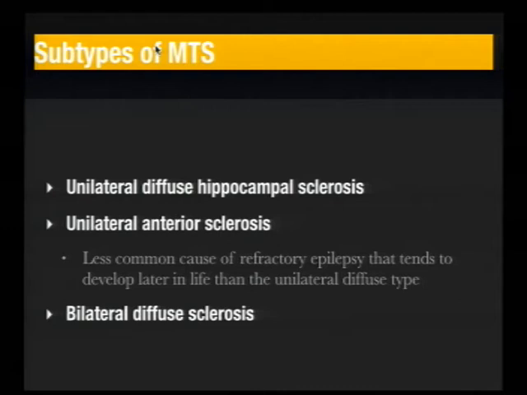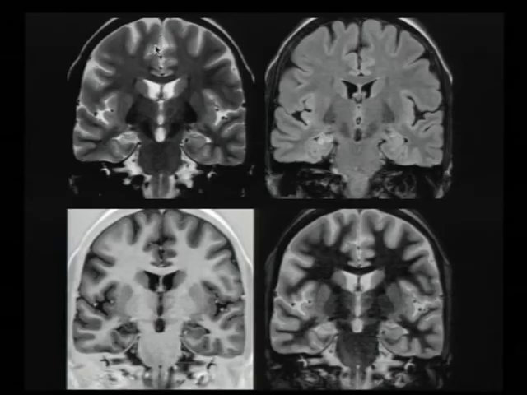Sometimes we can have the diffuse unilateral hippocampal sclerosis where the head, body and tail of the hippocampus is involved. Sometimes only the head of the hippocampus is involved, or sometimes you see the bilateral mesial temporal sclerosis where both of the hippocampi show increasing intensity and loss of volume. This is the example we can see.